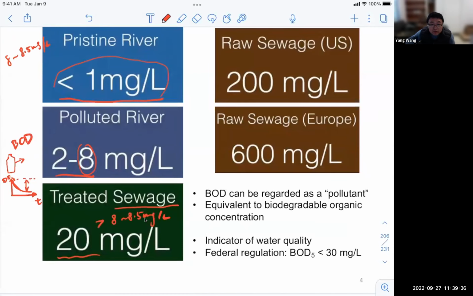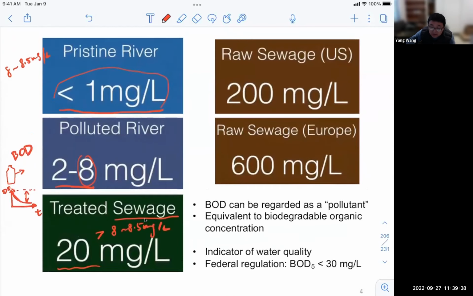So what about raw sewage? The raw sewage is what you get from the wastewater, basically the inflow of the wastewater treatment facility. That's heavily polluted. In the United States, you can reach a BOD of 200. And if you compare that to Europe, in Europe it has a BOD value of 600. Then we may wonder, why does the water in Europe have a higher BOD value?